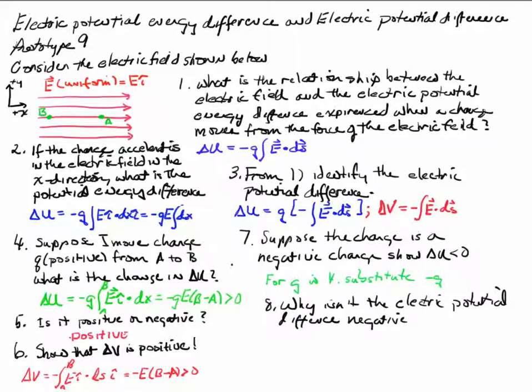Why isn't the electric potential difference negative? There's no charge. Notice that in 6, there is no charge. The sign stays exactly the same regardless of whether I use a positive charge or negative charge. So the electric potential difference stays the same, even though the electric potential energy differs according to whether it's a positive or negative charge. End of problem.